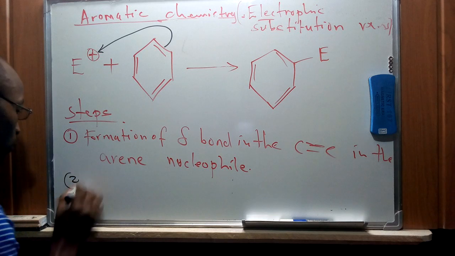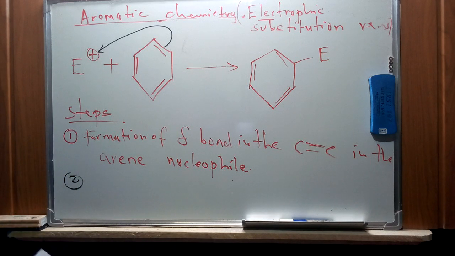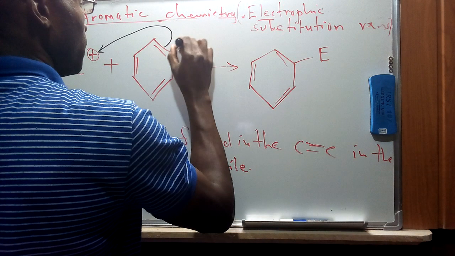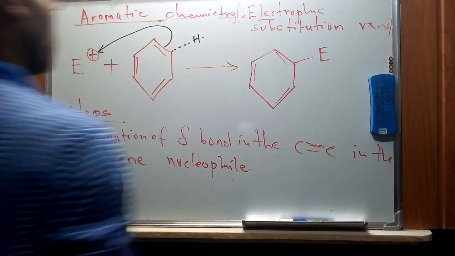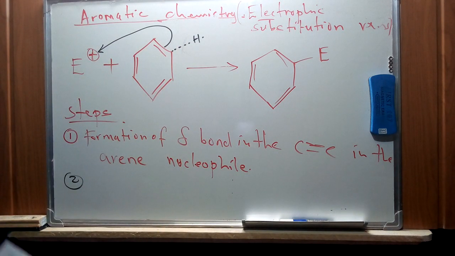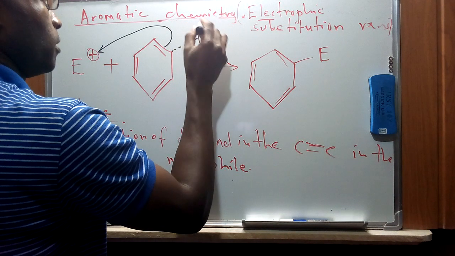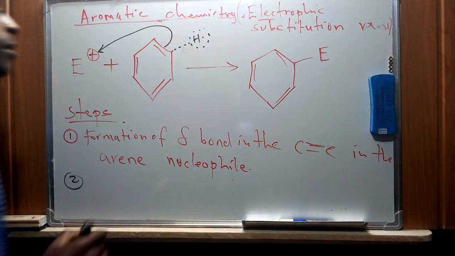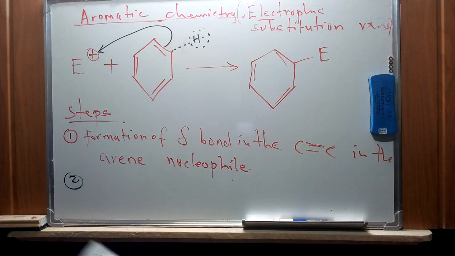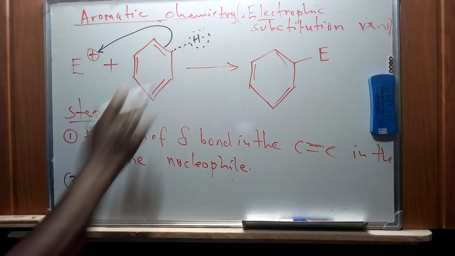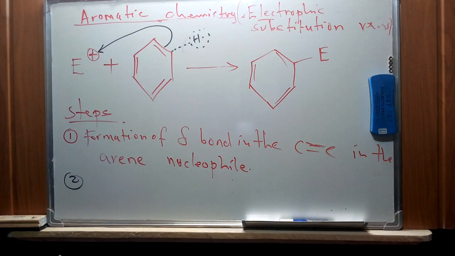Then step number 2 is that there's going to be a removal of a proton by breaking the sigma carbon-hydrogen bond. Of course, we talked about the carbon-hydrogen bond at this particular point. So step 2 implies the removal of the proton. Proton, in this case, we are referring to the positively charged hydrogen, which is the proton part of this molecule. So the removal of a proton by breaking the carbon-hydrogen sigma bond at that particular point.